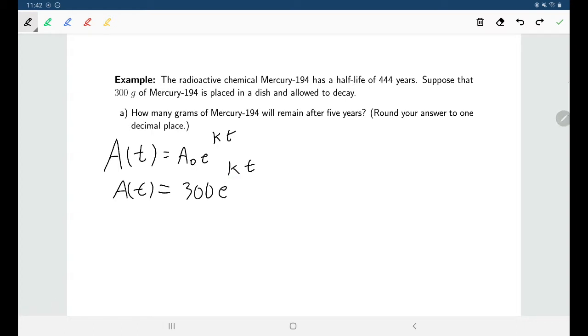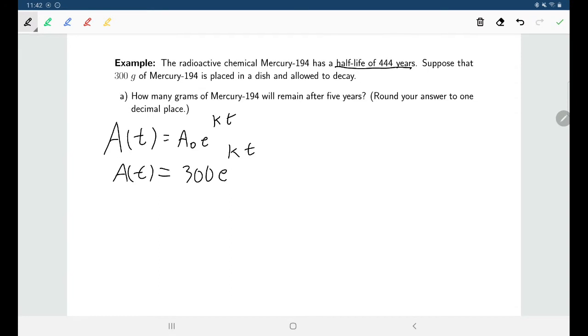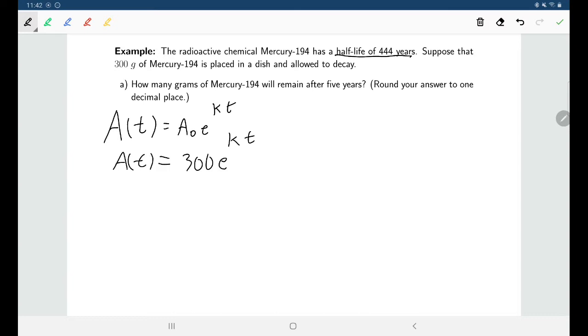And I'll use the fact that we have a half-life of 444 years. I know that after 444 years, or when time is 444, I should have half of the original amount. I should have 150 grams.